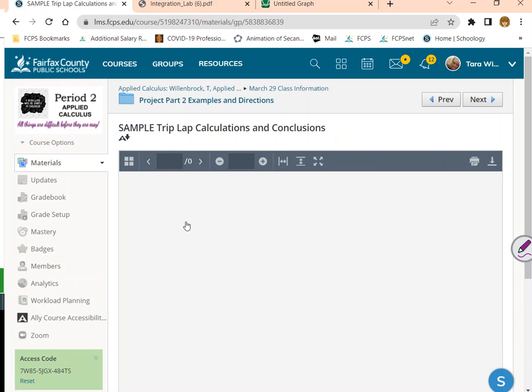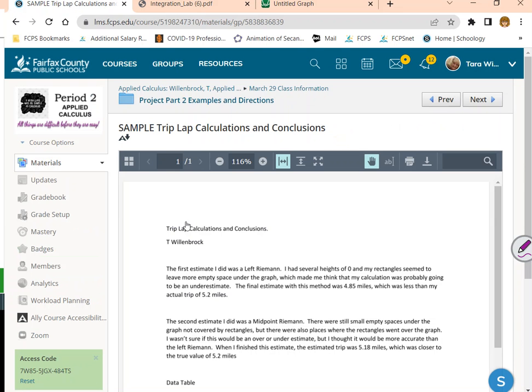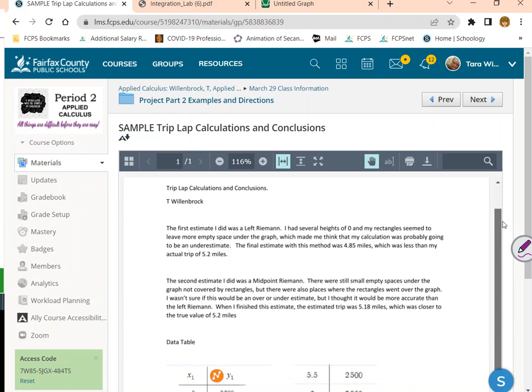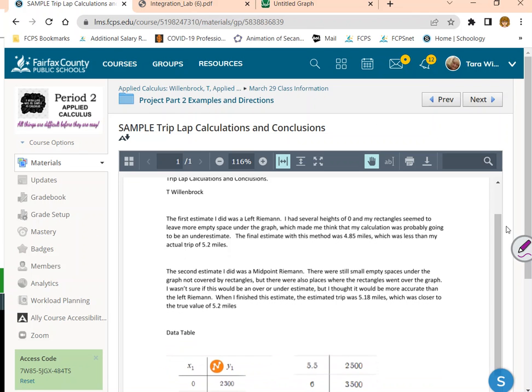I did a write-up. I put my name on it. Okay. I actually edited it a little bit yesterday when I was reading it in 7th period. I realized I wrote some things. Okay, so here's what I wrote. I said, the first estimate I did was a left Riemann. I had several heights of 0, and my rectangles seemed to leave more empty space under the graph, which made me think that this calculation was probably going to be an underestimate.